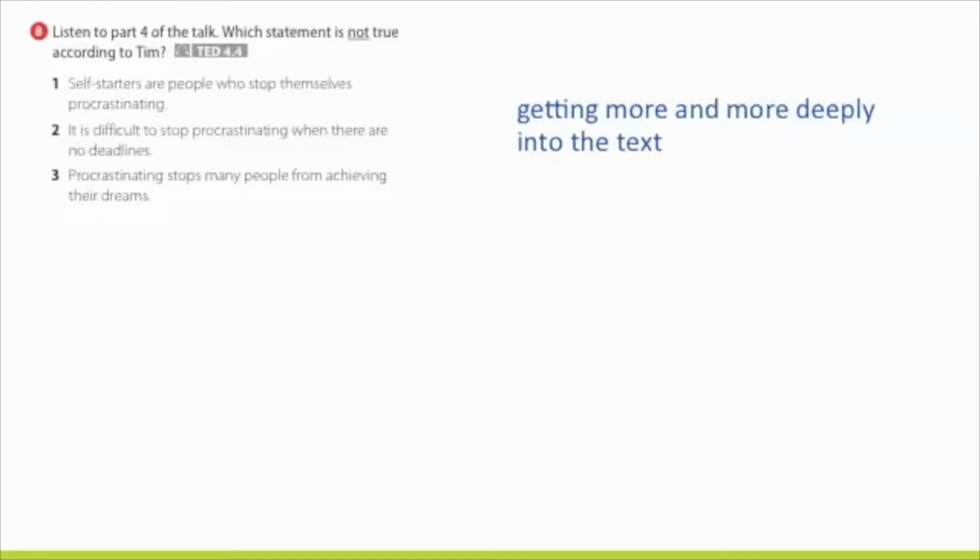Then we've got part 4 of the talk. The talk is chopped, as I was saying, and then we try to get the students to get more and more deeply into the text: which statement is not true according to Tim. So not just you have to listen to what he was saying, you have to listen to his claims and his views, but also you've got to try to figure out what he was not saying in his talk. So that's getting more and more deeply into it from the point of view of meaning.